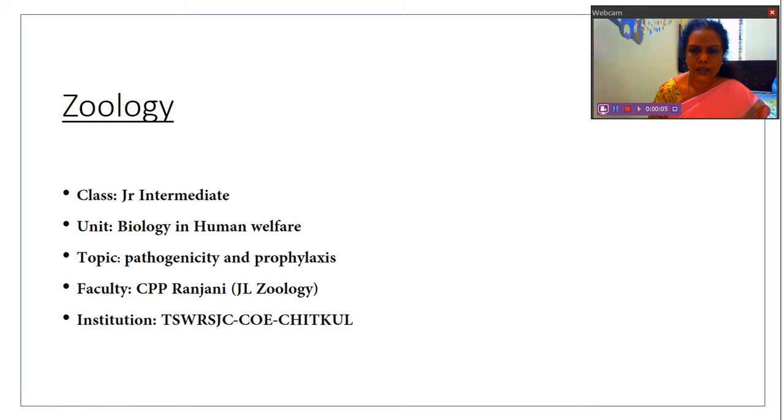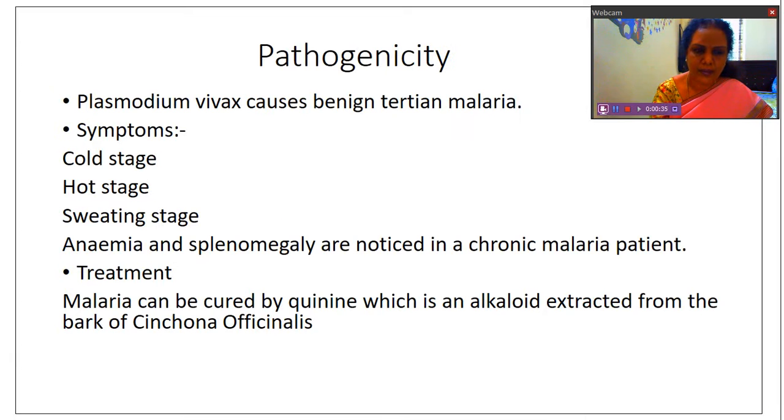Hello students, we have completed the Plasmodium vivax life cycle. Plasmodium vivax is causing malaria. So we have completed its life cycle in man and also in mosquito. After completion of its life cycle, we have to know about the pathogenicity of the malarial disease, meaning what are the symptoms when we get malaria. So what is the pathogenicity?